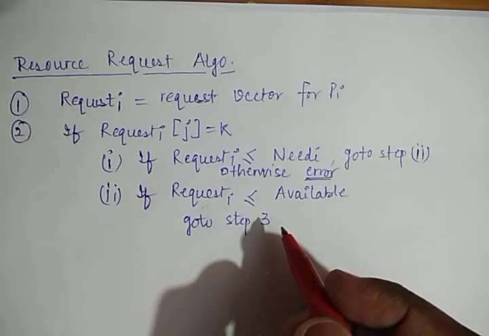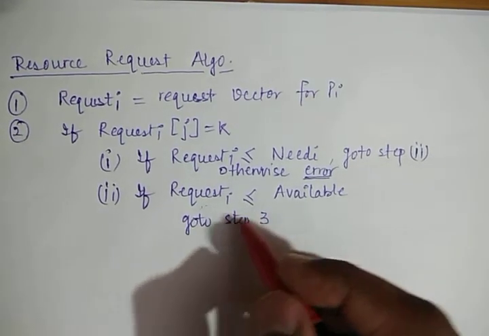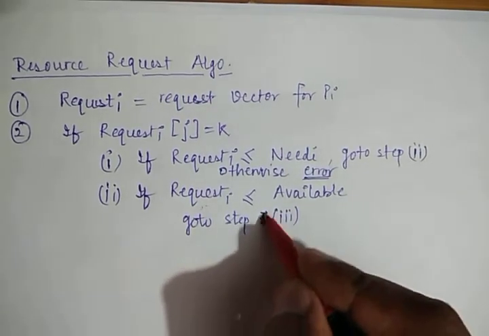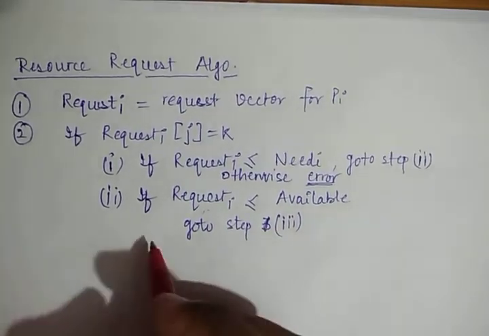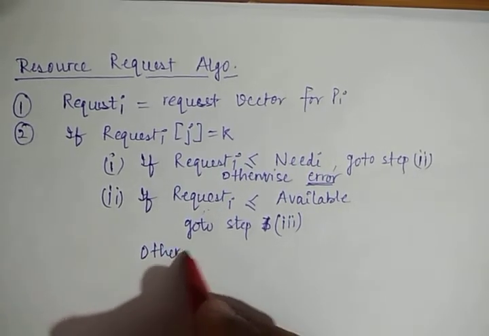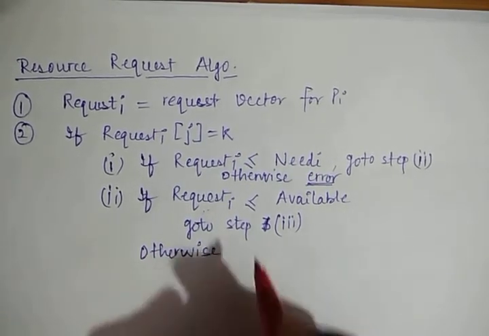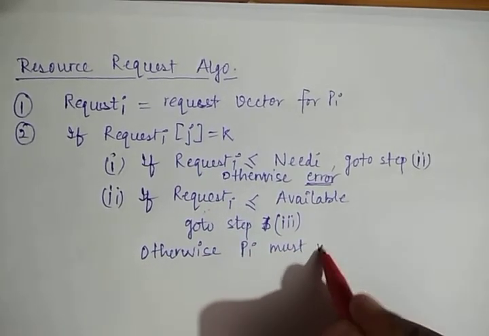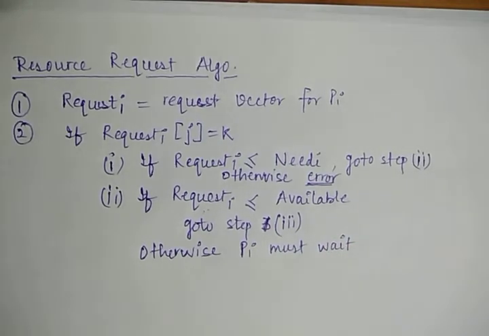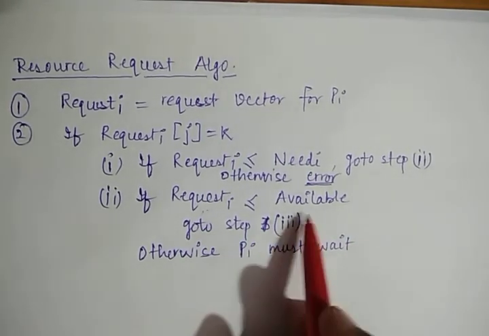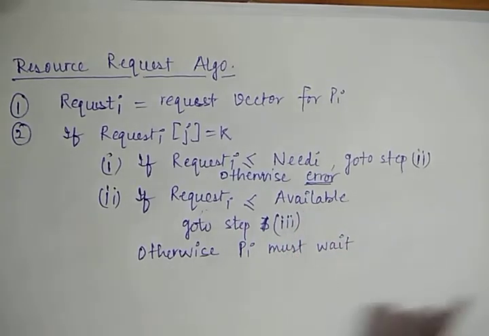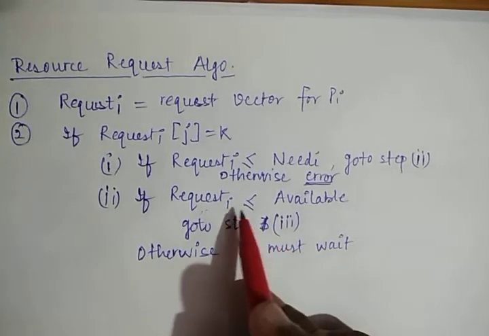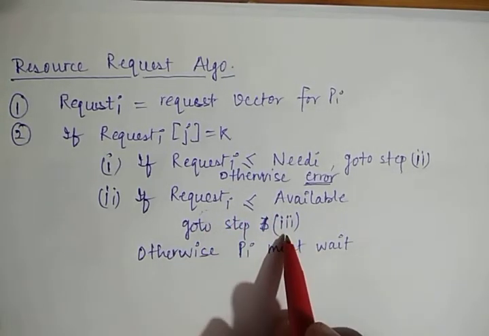Otherwise, if this condition is not true, Pi must wait and its resources will not be allocated, because its request is not less than available, so it will have to wait. If this request is less than available, then we have to go to step 3.